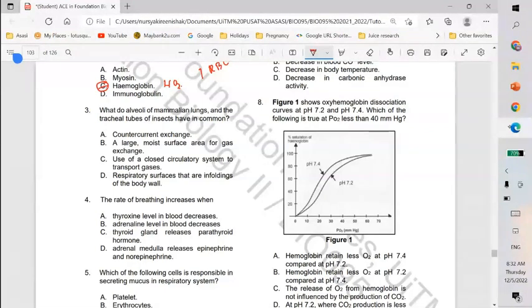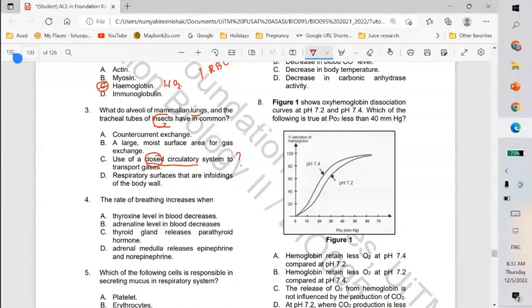What do alveoli of mammalian lungs have in common with insects? We know mammalian lungs use a closed circulatory system. But do insects use a closed circulatory system? We looked at this in the circulatory system chapter. So insects have tubular hearts that pump the blood into the body cavity.